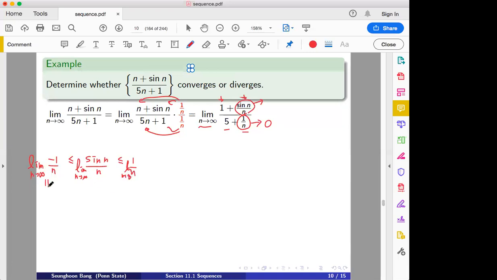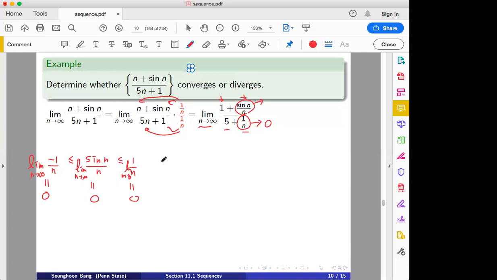What's the left-hand side? The limit of minus 1 over n as n approaches infinity is 0. What's the right-hand side? The limit of 1 over n as n approaches infinity is also 0. What's the middle one? The middle one is going to 0.